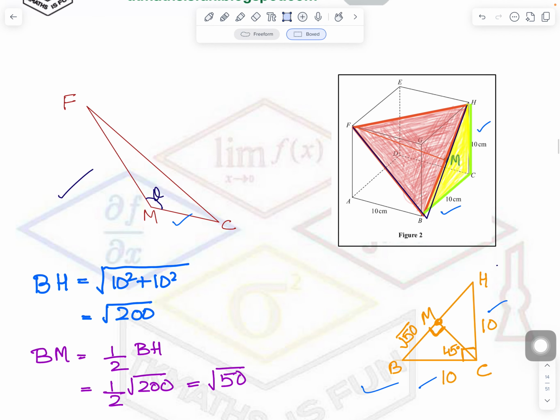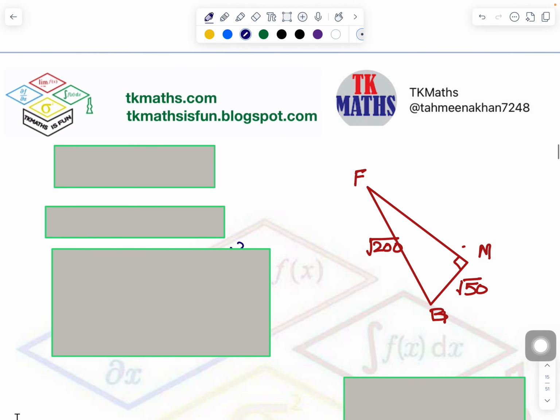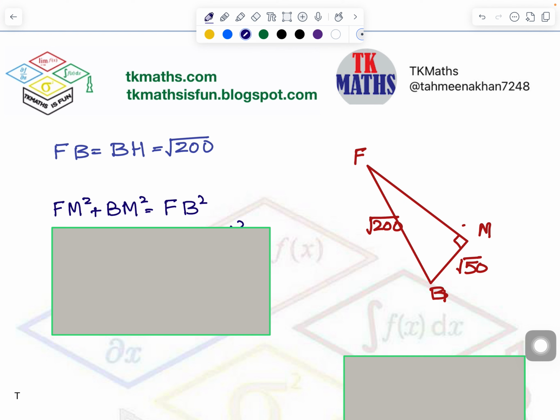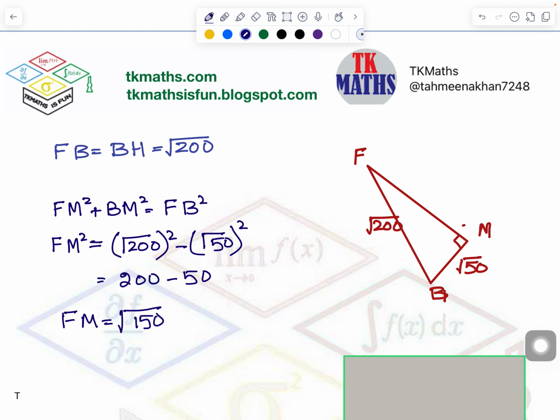If you notice here, what is happening here? This is your FM, right? The line on this plane, which is perpendicular to the base BH. So I am trying to extract this triangle from here, FMB. You can notice here, in FMB, you already know FB is root 200 and BM is root 50 from the above part. So now it is very easy to find out FM, and I will apply Pythagoras theorem again. Okay, now I have found FM. FM is equal to root 150.